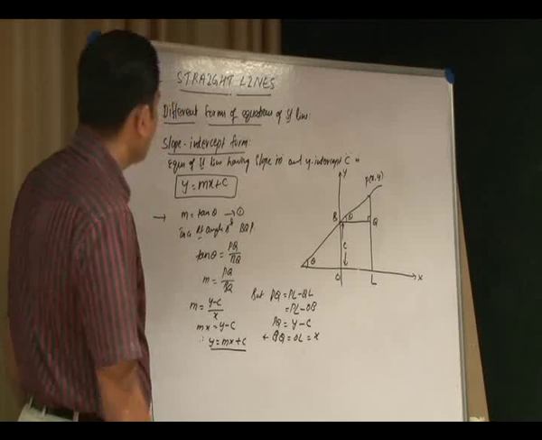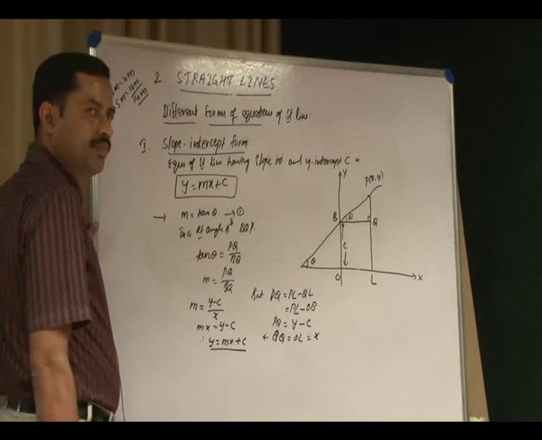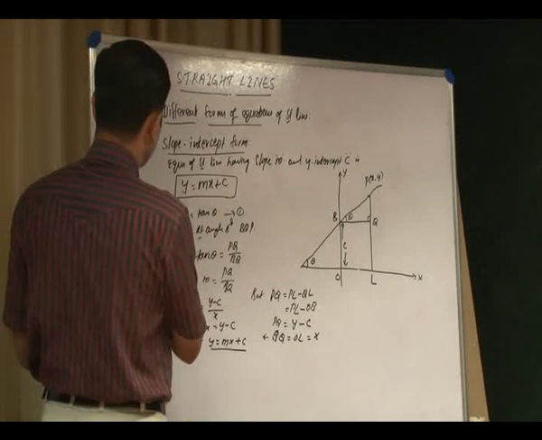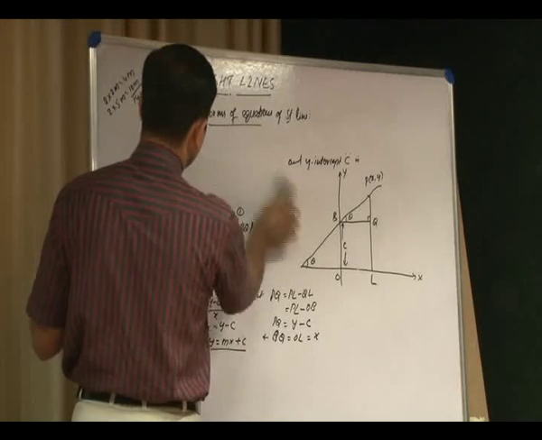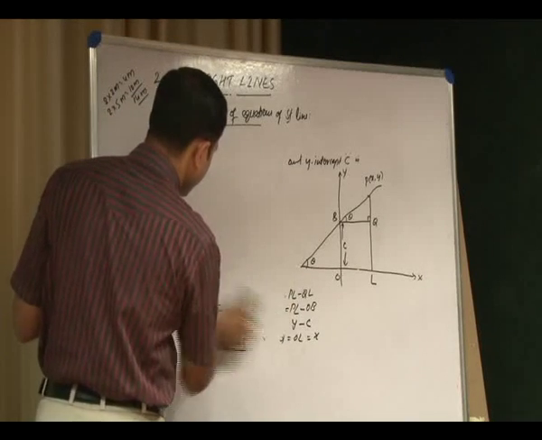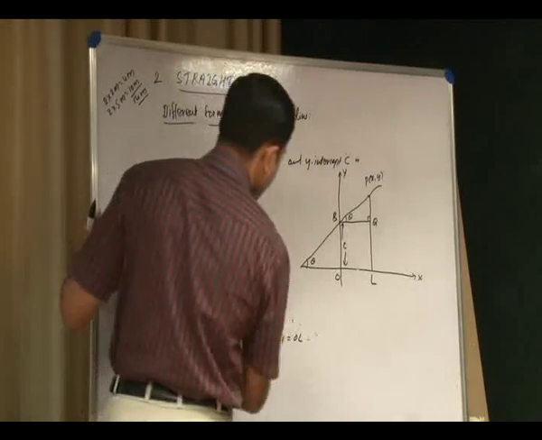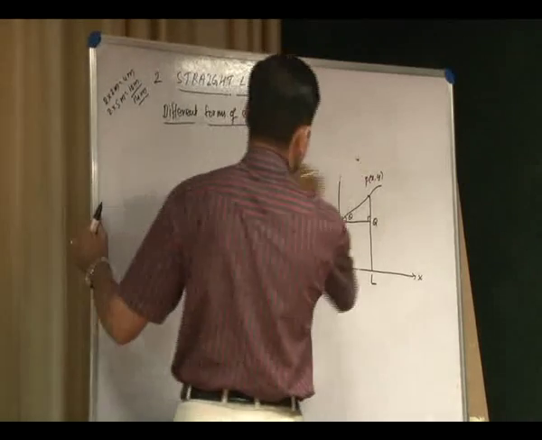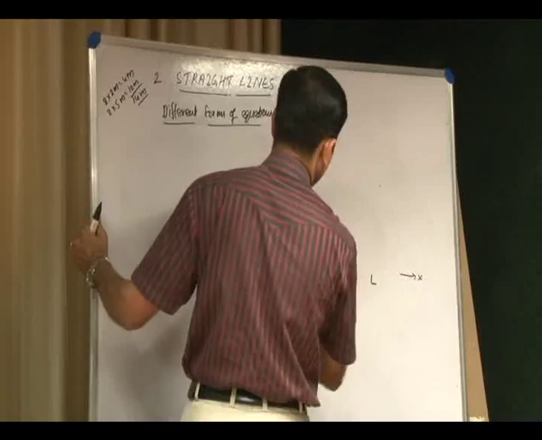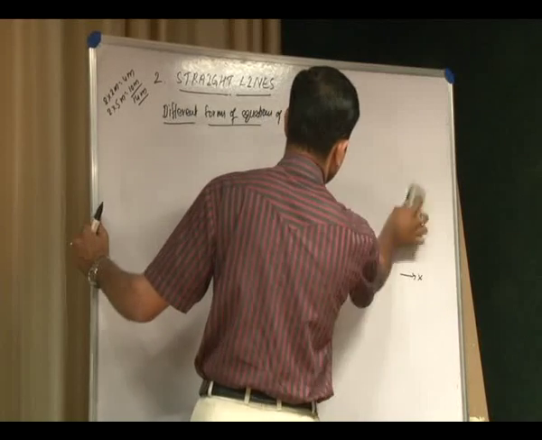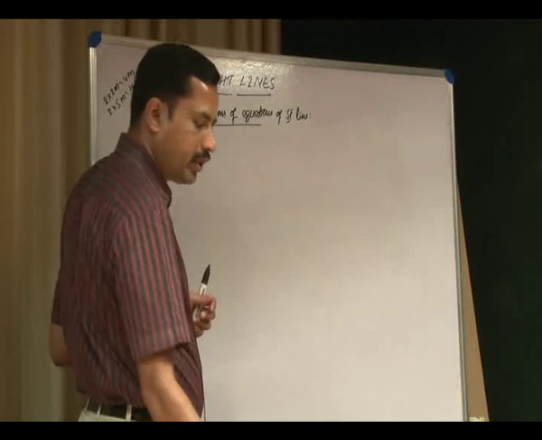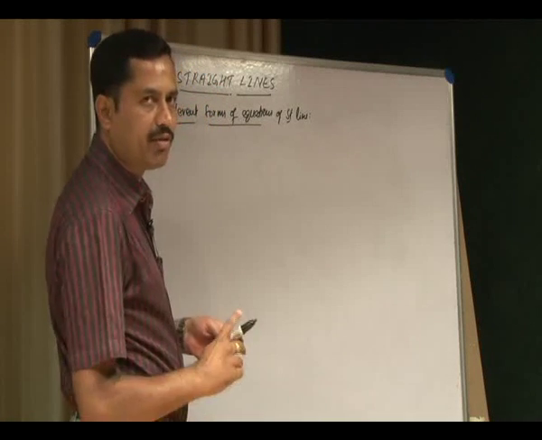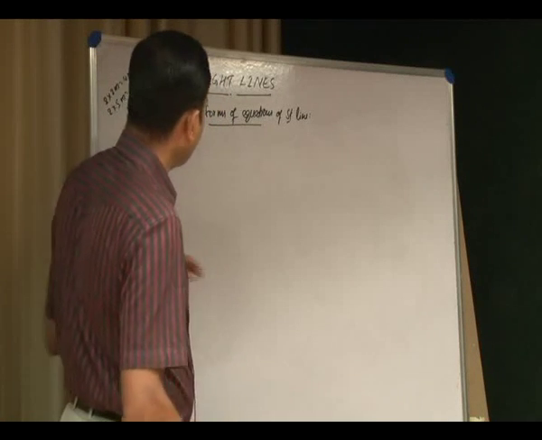Clear? So, after this, the second form of the equation of a straight line. In total there are 5 forms of equations of straight lines. The first one is the slope intercept form, the second one is the slope point form, the third one is the 2 point form, then the fourth one is the intercept form, and the last one is the normal form or perpendicular form. So, the first form is done.